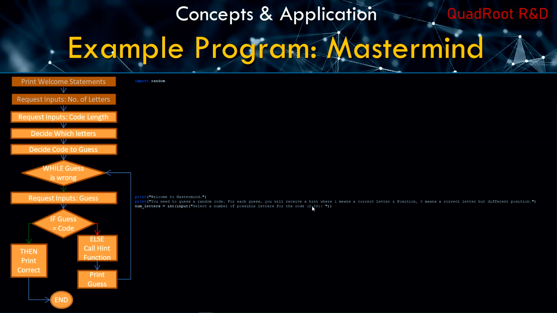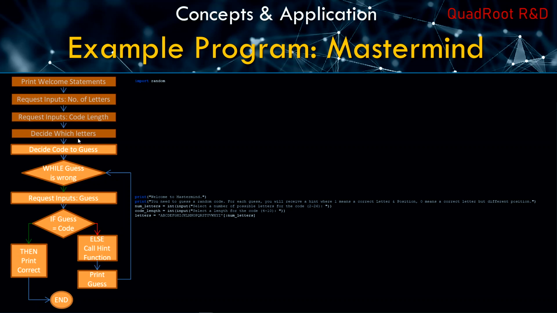If it was 1, then it would be very easy. It would just be A, depending on the number of letters of the code. So it has to have at least 2. And we make sure we integer that in Python because Python's a bit particular about that. Then the next input is to ask the user for the code length. So we put the variable name as code length and prompt the user: select a length for the code. And we'll say at least 4 to 10.